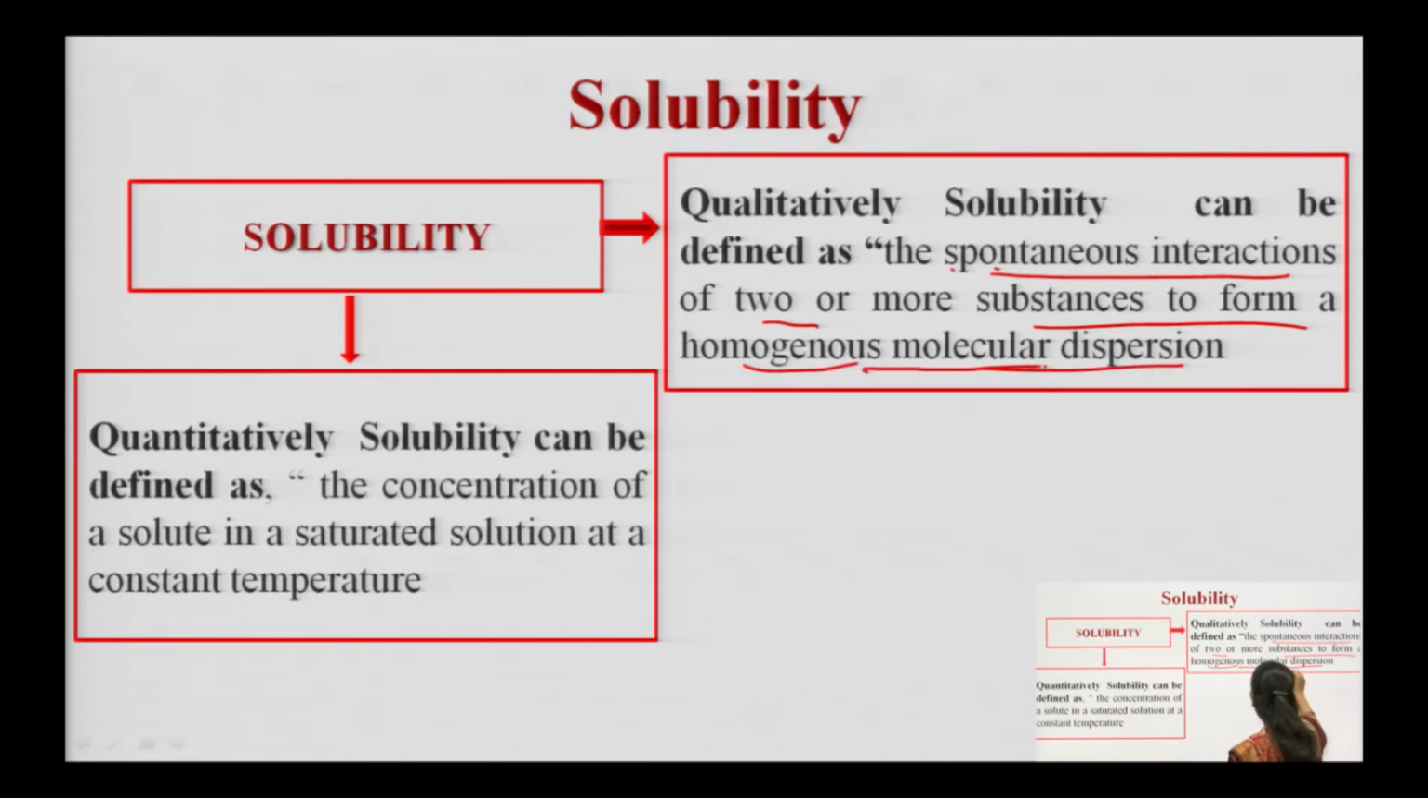When we say homogeneous molecular dispersion, that means the particle size will be in angstroms and the particle cannot be seen even by an electron microscope, cannot be settled down by centrifugation forces, and will not be able to scatter light. So, molecular dispersion is also known as a true solution. Now, quantitatively we can define solubility as the concentration of solute in a saturated solution at constant temperature.